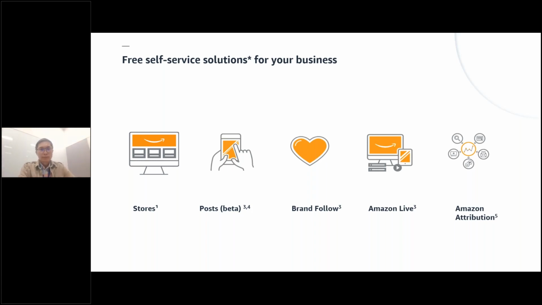You are able to interact and engage with your customers. And subsequently, we also have Amazon Live, which is a live shopping experience. And last but not least, we have Amazon Attribution, which we will cover in subsequent webinars. But essentially, it is a tracking tool for your off-Amazon marketing activities. Meaning, if you are running an Instagram campaign or a TikTok campaign, but you want to track the effectiveness of your campaigns leading back to your Amazon product detail page, you can do that via Amazon Attribution as well.